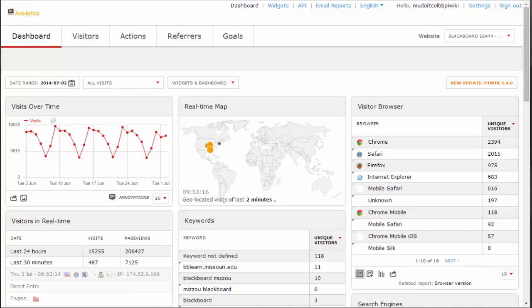Here's an example of how to use Piwik with Blackboard. You're now seeing the dashboard page. It is the initial page that you find when you log in to Piwik.